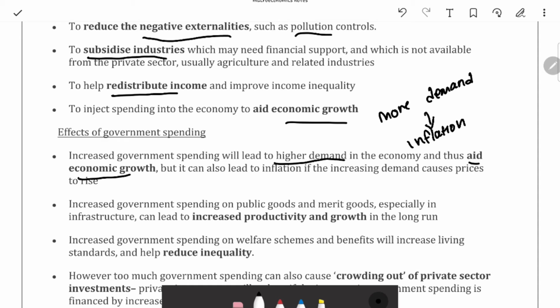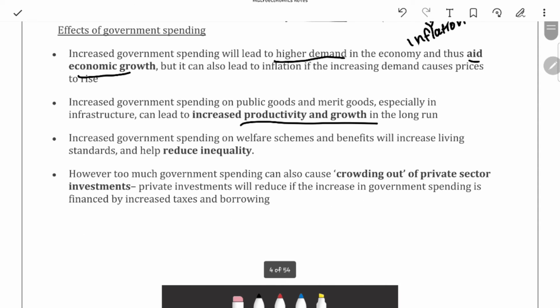Now, increased government spending on public goods and merit goods would also increase the productivity and the growth. So when I give more merit goods, more public goods, then the productivity will increase because, for example, if you have good roads, people can go to work more easily without any struggle. Okay, that will increase the productivity. Increasing government spending on the welfare schemes will also help the living standards and will reduce inequality, because when the government is spending on poor people, then the inequality gap, or the gap between the rich and poor, will reduce.